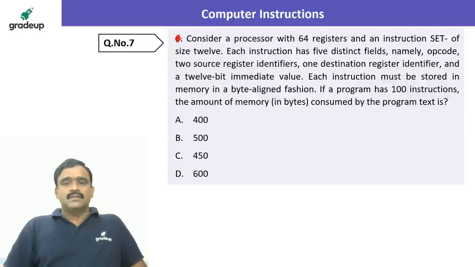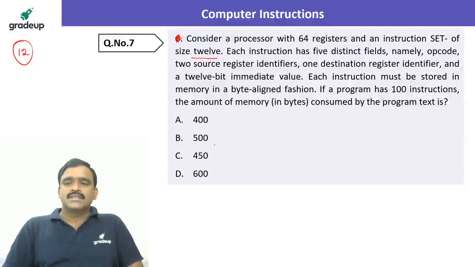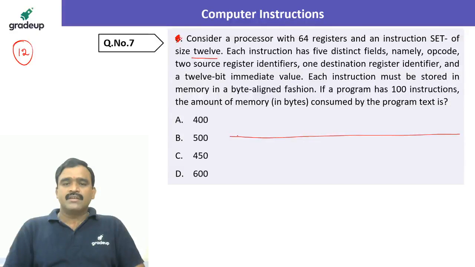Consider a processor with 64 registers and an instruction set of size 12. In the instruction set, we are having 12 instructions. Each instruction has 5 distinct fields, namely opcode followed by 2 source register identifiers, 1 destination register identifier, and a 12-bit immediate value.